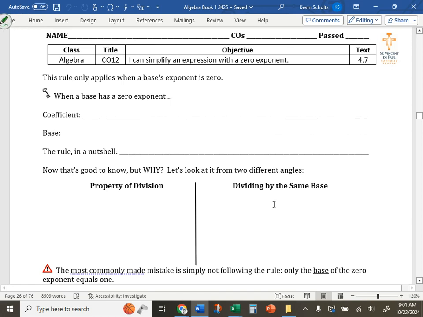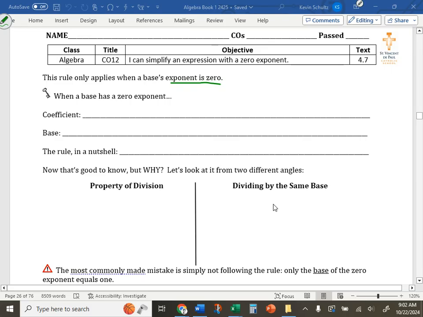We are tackling CO12 today, which is simplifying an exponent or an expression with a zero power. Okay, zero power. And this one's really easy to figure out when you're using the rule because the exponent is literally a zero. If you look down further on the page, you'll see a whole bunch of zero powers.